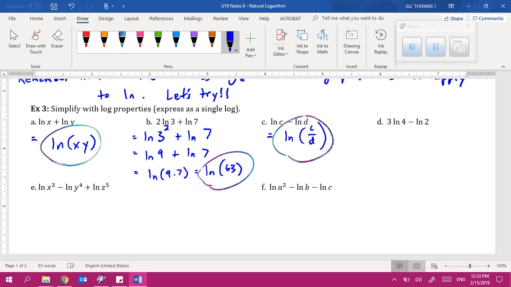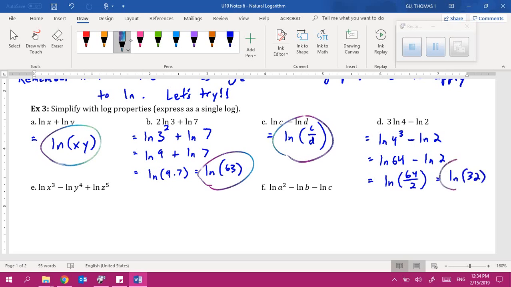Next, D. Again, a multi-step problem. What do you do first here? ln of 4 cubed. We want to go one step at a time. What is 4 cubed? 64. So ln of 64 minus ln of 2. Then what happens with these two? It will be ln of 32. So there's the answer, ln of 32.